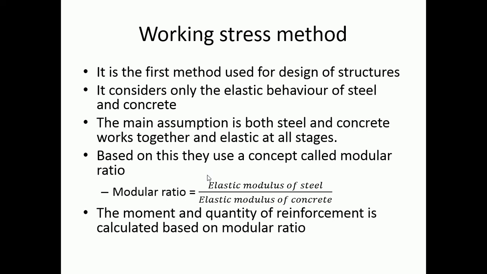So, with the help of modular ratio, we can convert one quantity of a material to the other one. Like you can convert the quantity of concrete into steel or steel into concrete, vice versa. What we are supposed to do is make it uniform so that it will be easy for us to do some calculations. And the moment as well as quantity of reinforcement is mainly based on the modular ratio. So it is an important factor in working stress method.